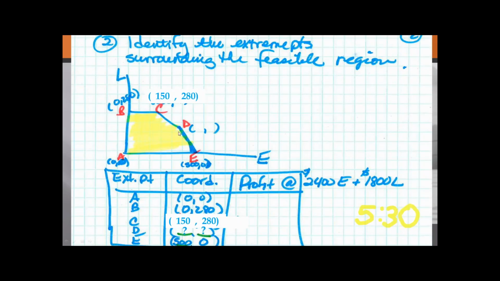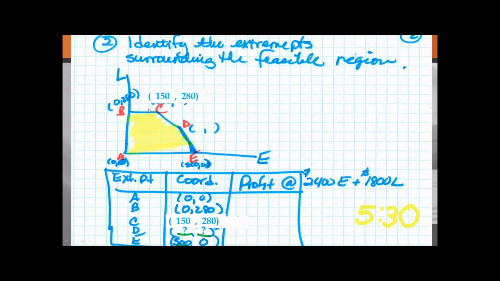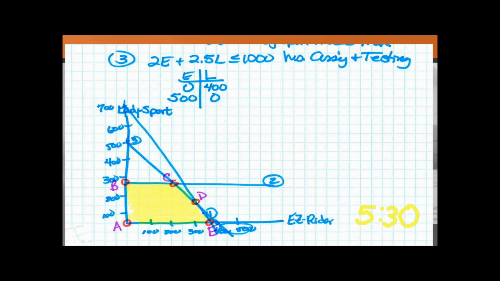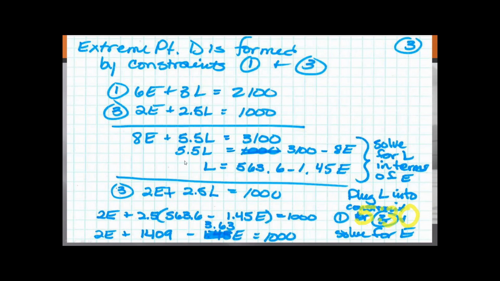Find out what D's coordinates are, and then we can plug them into our objective function to determine the profit. So extreme point D is formed by two constraints, constraint 1 and constraint 3. If we go back up here, constraint 1 and 3 form extreme point D. So that's how we know which lines to add together to solve and find E and L.